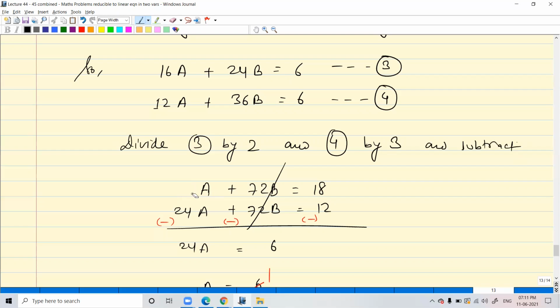So the third equation, when I divide by 2, 16 will become 8a, 24 will become 12b, and 6 will become 3. Is everyone able to follow what I'm saying here? This equation I divided by 2. 16 became 8, 24 became 12, and 6 became 3.